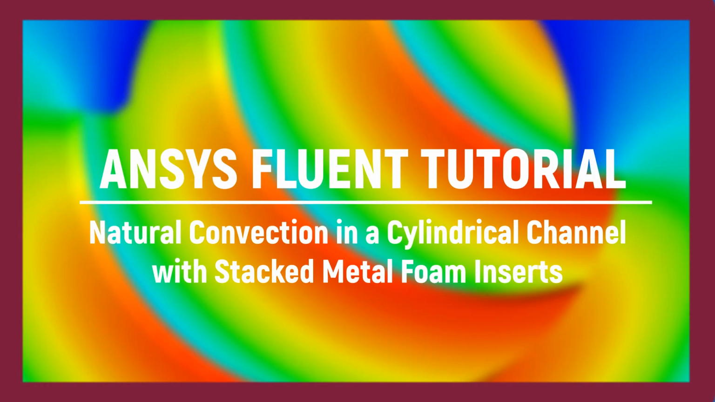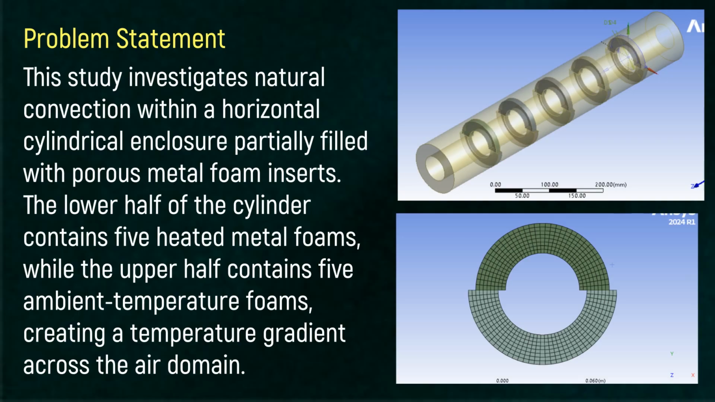In this tutorial, we are going to analyze natural convection in a cylindrical channel which has stacked metal foam inserts in it. This is a cylinder having 5 metal foam inserts at the bottom side. Those are heated, and at the top the metal inserts are at a normal atmospheric temperature of 300 Kelvin. The space between them is filled with air. We need to analyze what would be the effect of natural convection and heat transfer in between these metal foam insert arrangements.